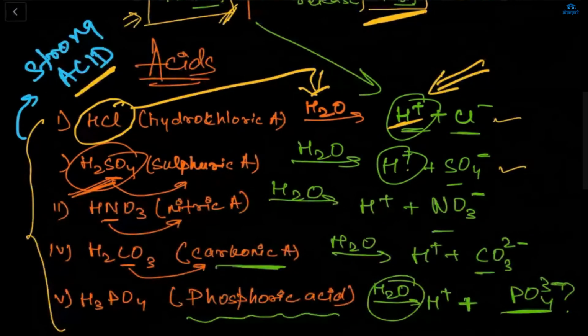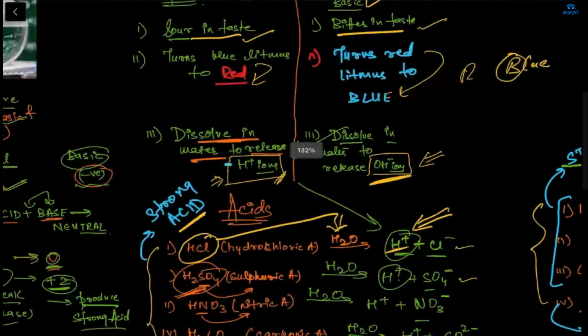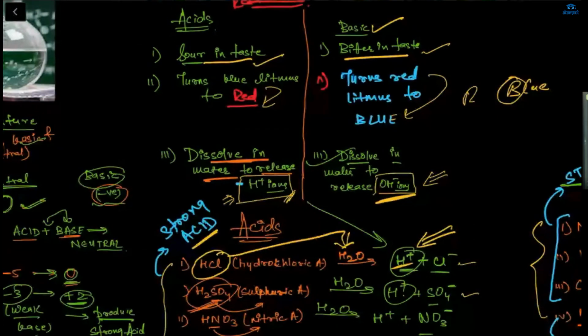If you put red litmus paper in acids, does it stay red? If you put red litmus paper in acid, it will stay red only. It will not change its color. And if you put blue litmus in a base, it will also stay blue.